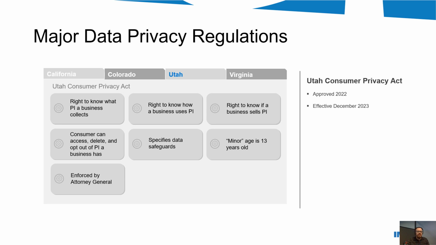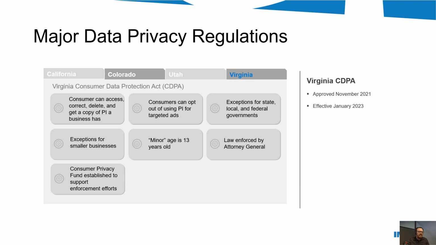And then the last major one we're going to talk about that's been passed is the Virginia CDPA, Consumer Data Protection Act. This is also similar to the CCPA, and it's about consumer control over data. One of the things that's unique about the Virginia version, though, is that there are exceptions in it, specifically for state, local, and federal agencies, as well as small businesses.